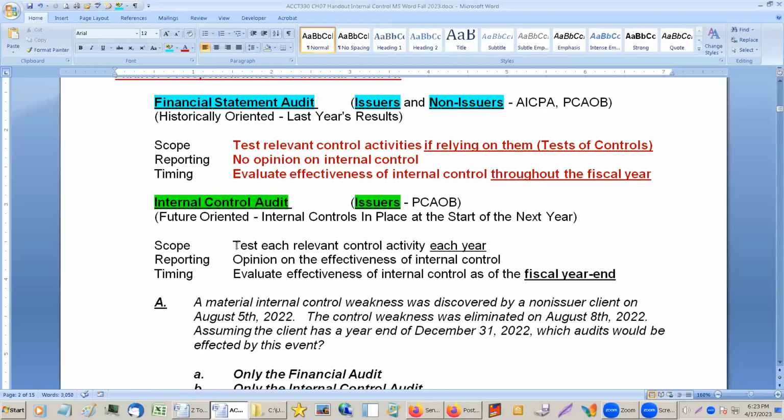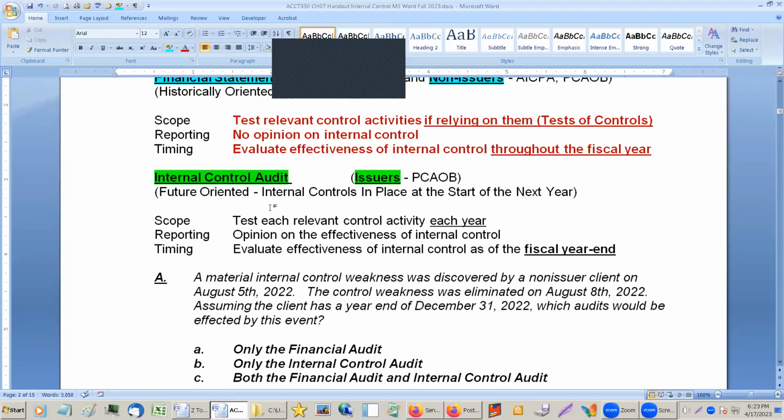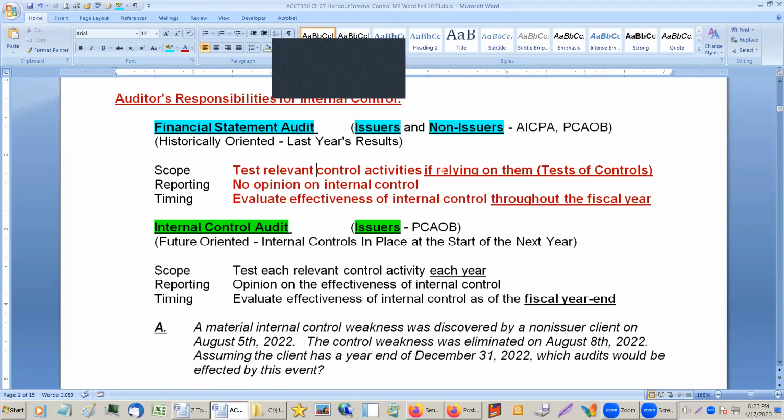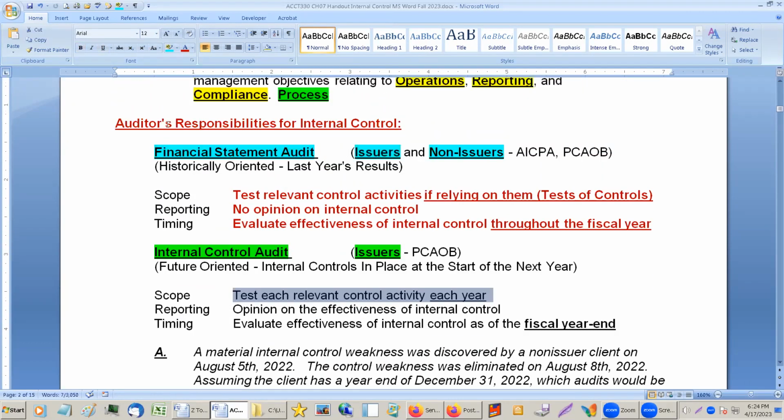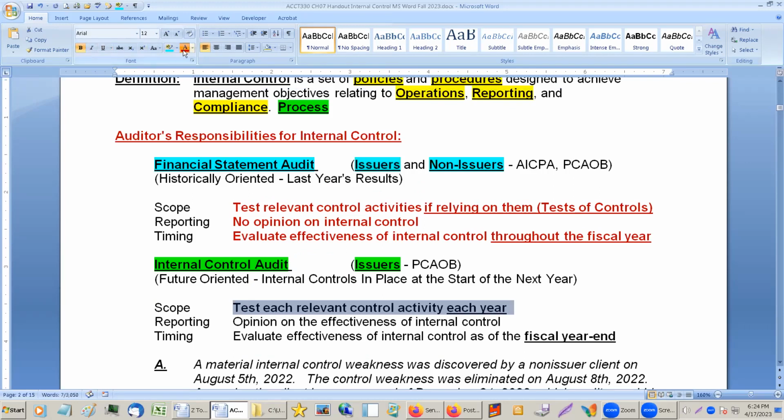So you notice this one up here, they have to test the control activity only if they're relying on them. Come down here, they have to test every relevant control activity every year. So all the controls need to be tested. The relevant ones. They report an opinion on the effectiveness of the internal control.